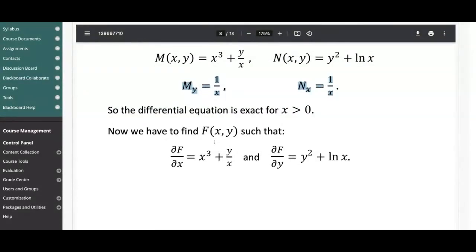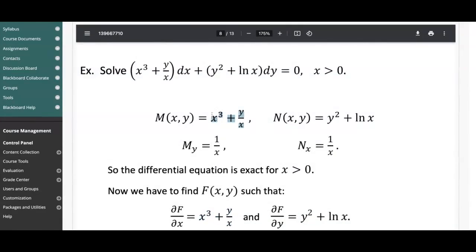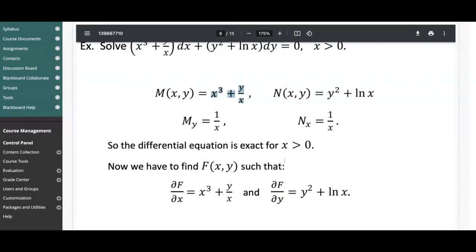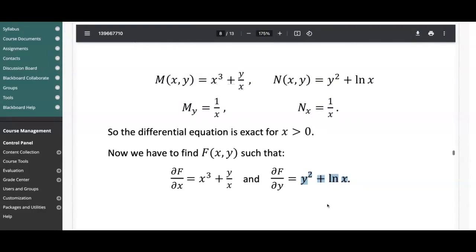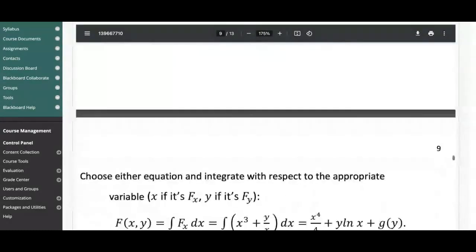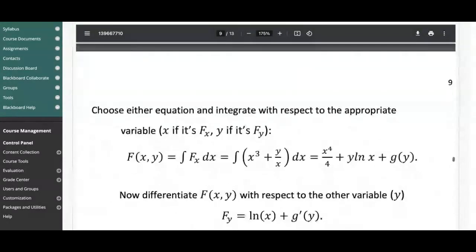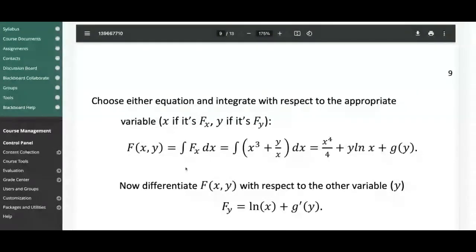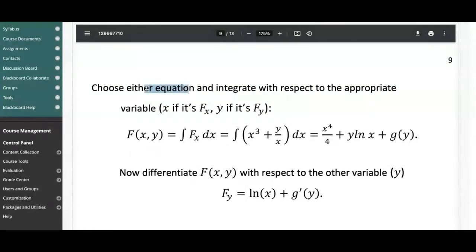Now, how do we find it? Partial F partial x is M. Remember, M equals this, x cubed plus y over x. That's partial F partial x. Partial F partial y is N. That's y squared plus ln x. So we integrate. Choose either equation and integrate with respect to the appropriate variable, right?